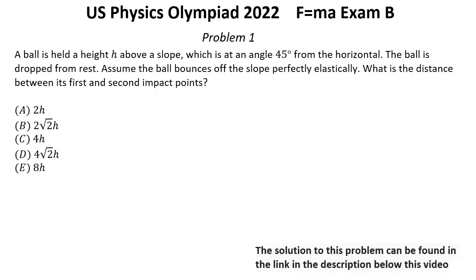US Physics Olympiad, year 2022. F equal MA, first round. Exam B. This year Olympiad was split by two exams, A and B, and all students could participate in any of these exams. As usual, it was given 75 minutes for 25 problems.